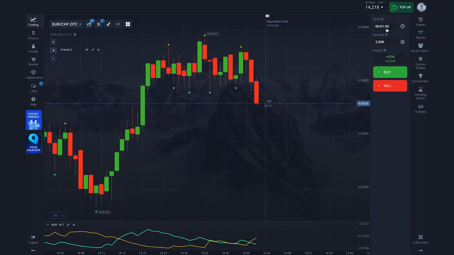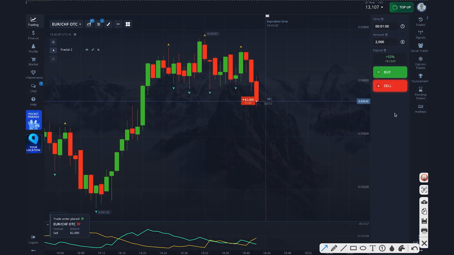First situation, expiration time. 1 minute, I open a trade to sell for $2,000. Now, I will describe in detail how to use this strategy correctly in practice in order to easily determine entry points and understand the logic of how it works. In fact, everything is much simpler than it might seem at first glance.